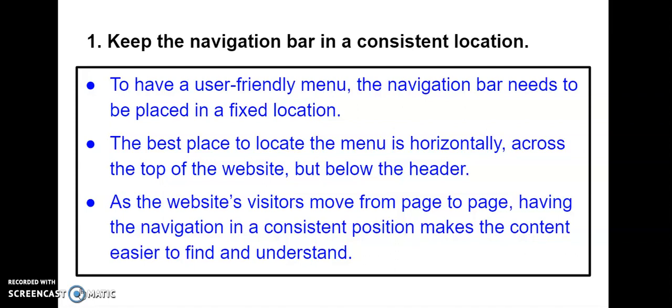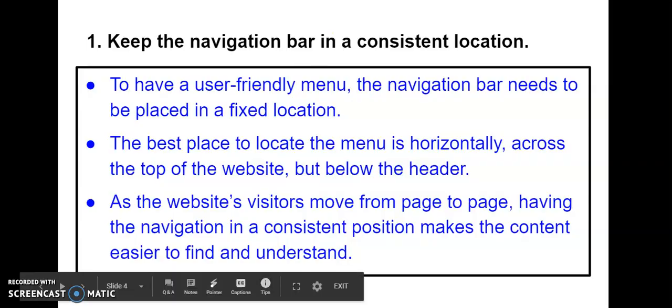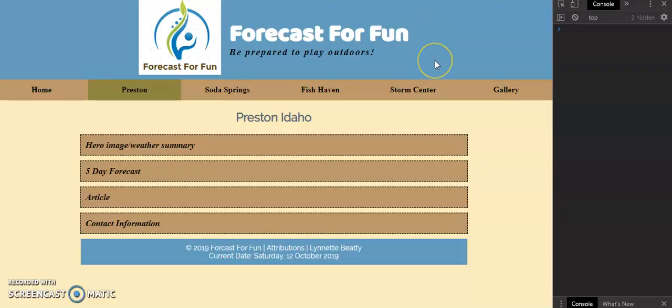The best place to locate the menu is horizontally across the top of the website, but below the header. As the website's visitors move from page to page, having the navigation in a consistent position makes the content easier to find and understand. Here's an example. This is a website I designed, and the navigation bar is near the top but below the header, and it is in the same position on each page.